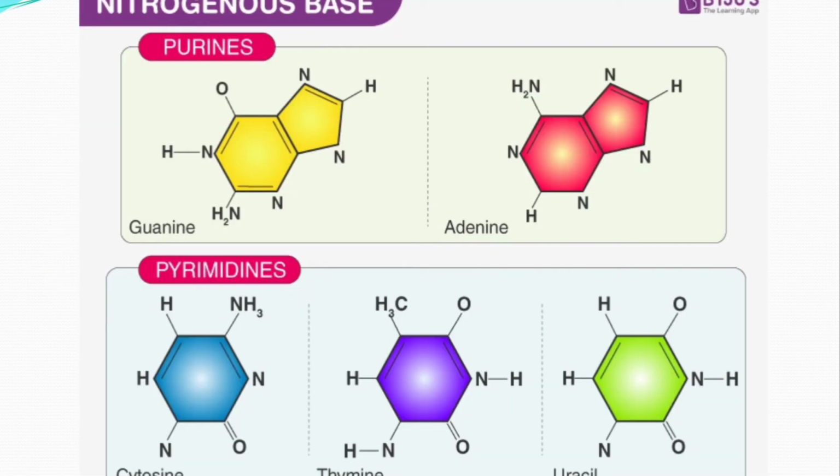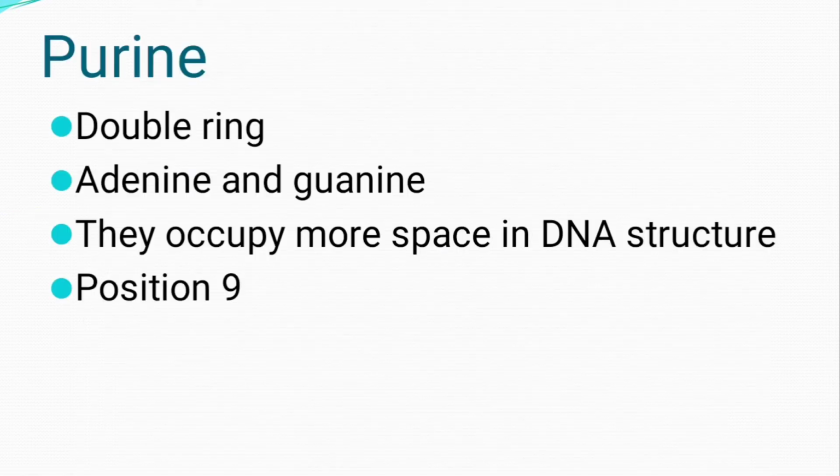You can see purines are adenine and guanine. You can see the double ring structure of purines. Now we have seen pyrimidines. Pyrimidines have a single ring structure. Uracil is in RNA, as I said already. Coming to the purine, they have a double ring structure. Pyrimidines have a single ring structure.